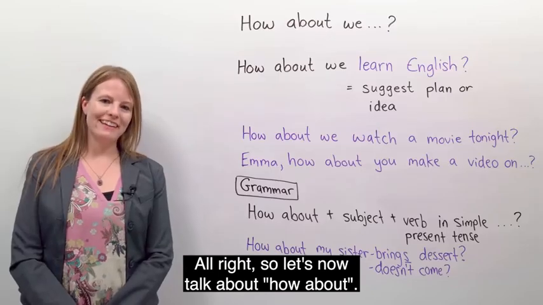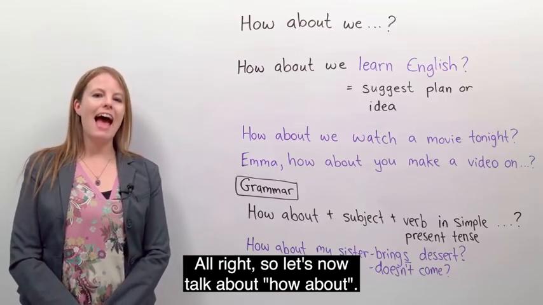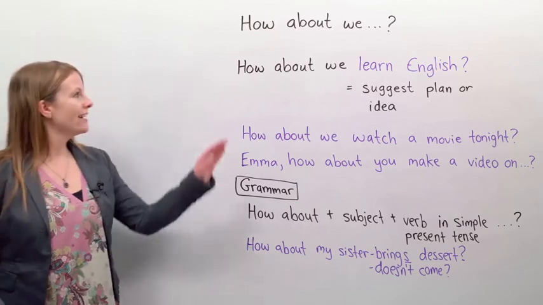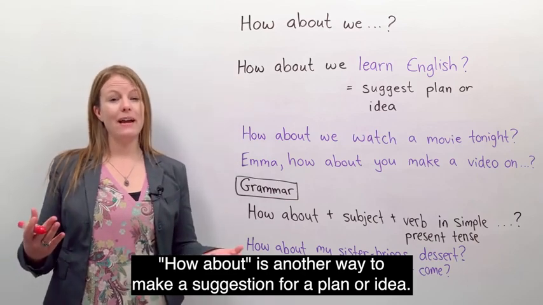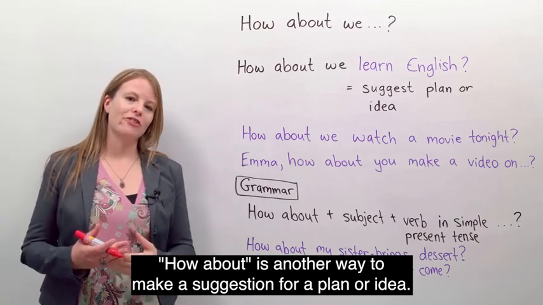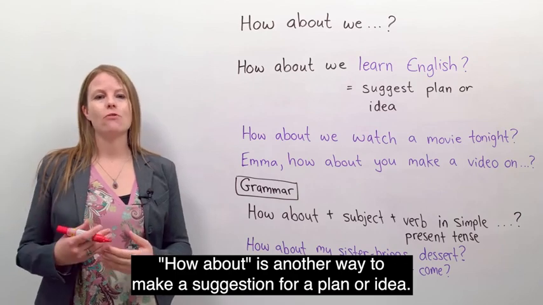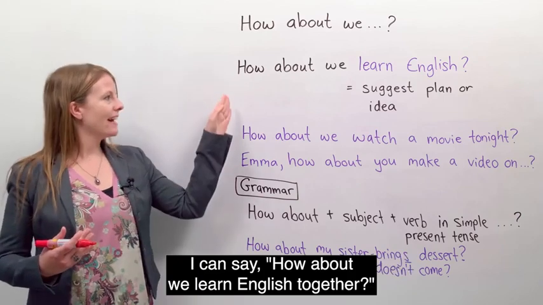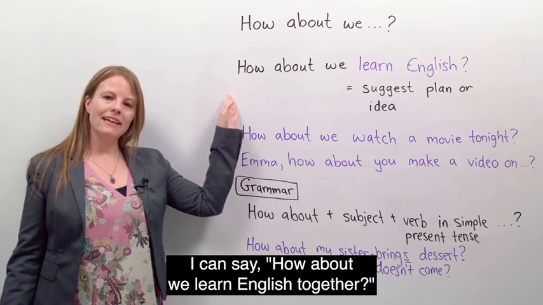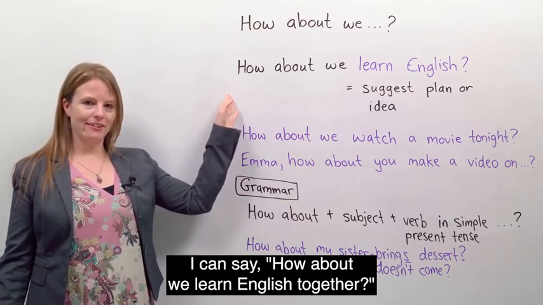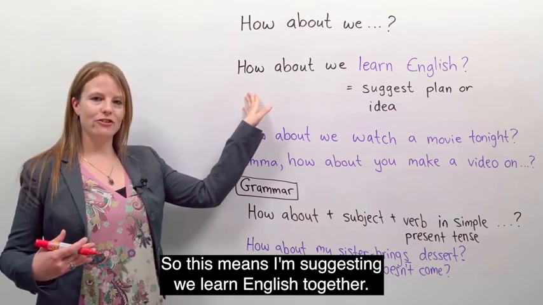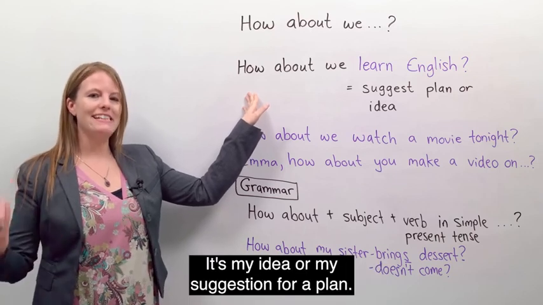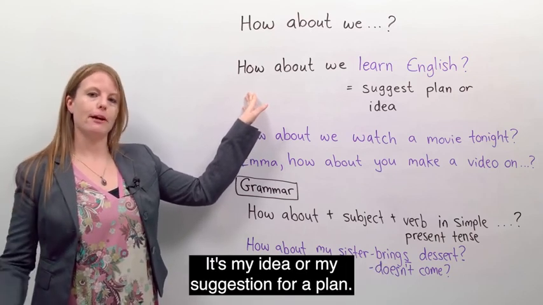All right, so let's now talk about how about. How about is another way to make a suggestion for a plan or idea. I can say, how about we learn English together? So this means I'm suggesting we learn English together. It's my idea or my suggestion for a plan.